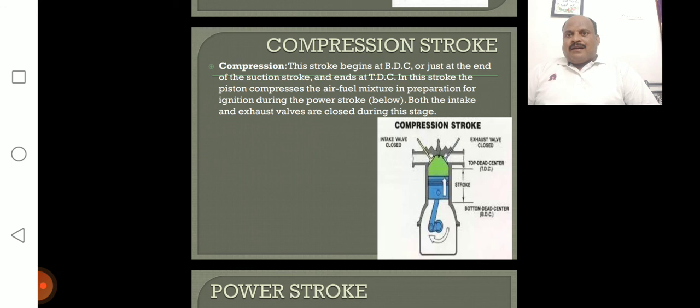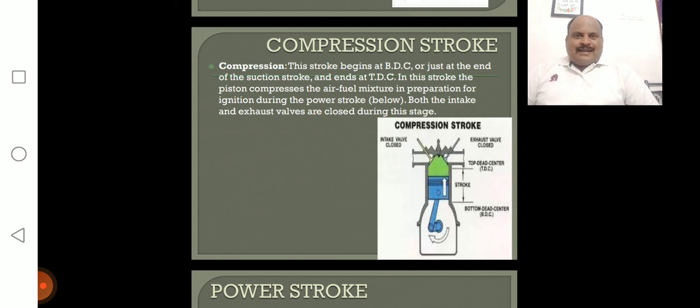And at that time we can see both valves are closed. The intake valve is closed and the exhaust valve is also closed. When it's moving from BDC to TDC, the piston is in preparation for ignition during the power stroke. Both the intake and exhaust valves are closed during this stage. This is the second stroke of the engine.